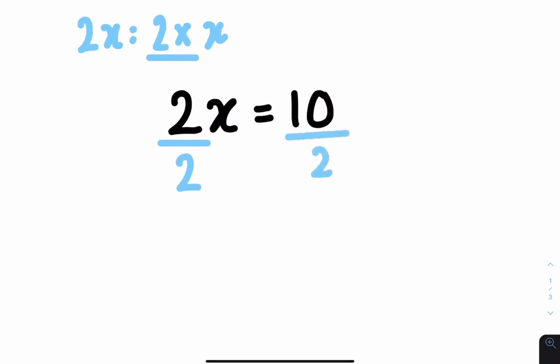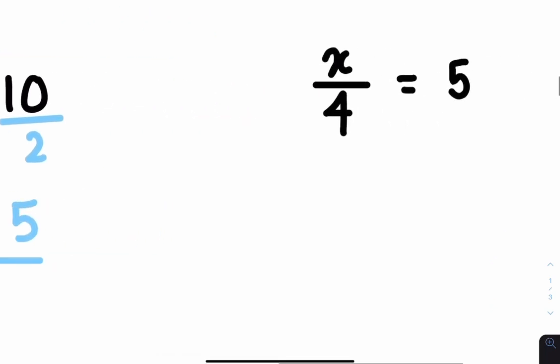So 2 divided by 2 will just cancel out and become 1, which is what we want, because we just want x on this side. And then 10 divided by 2 is 5. And again, you solve for the unknown. Our next example.